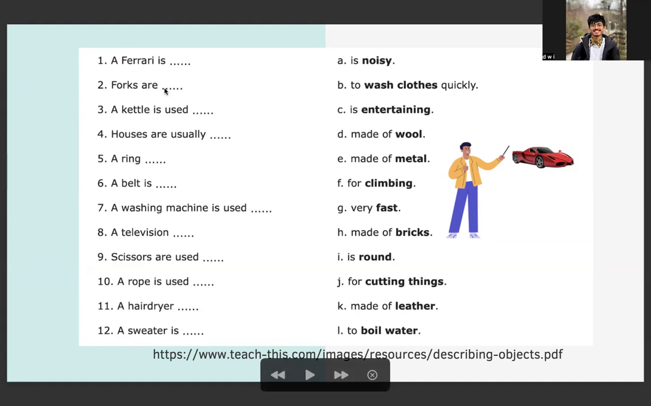Okay, and then we have kettle, house, ring, bell, washing machine, television, scissors, rope, hair dryer, and sweater. You can try them out. You can connect the left side with the right side.